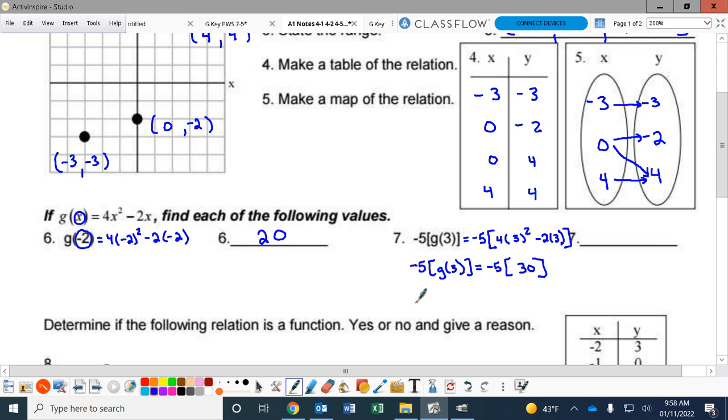Okay, what's the only thing we got left to do? What does it mean when a number's on the outside of a bracket, a parentheses, a brace, anything? Multiply, so go ahead and multiply that across. And your final answer would be what? Negative 150. There you go. Questions, concerns, anything about it?